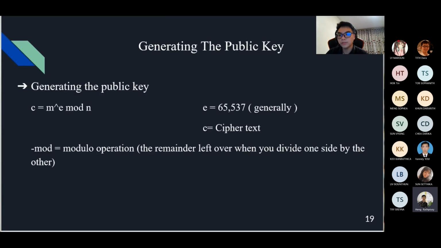For the next step, let us generate the public key. The formula is shown to be c equal to m to the power of e mod n. The public key is shared openly. It's not so important for e to be a random number.